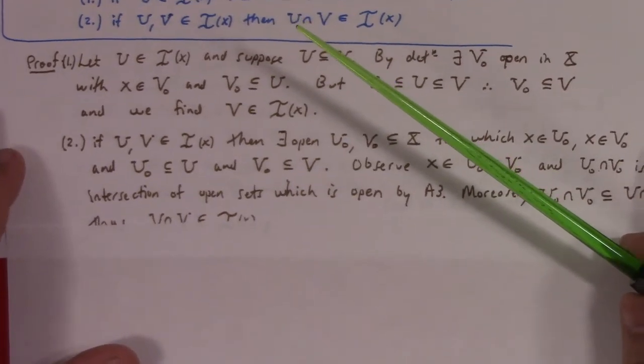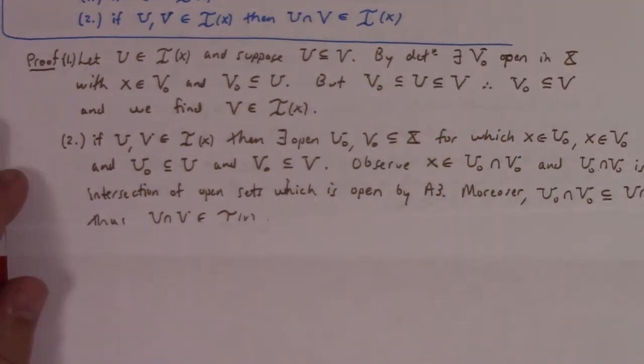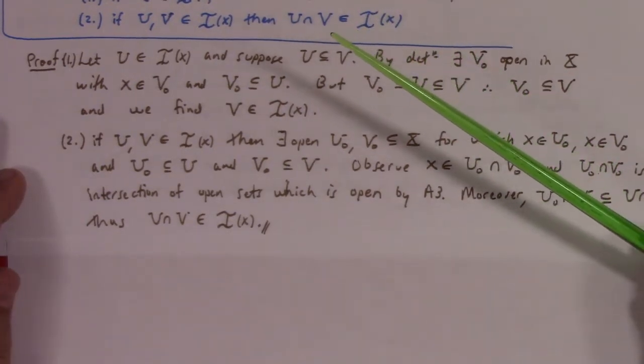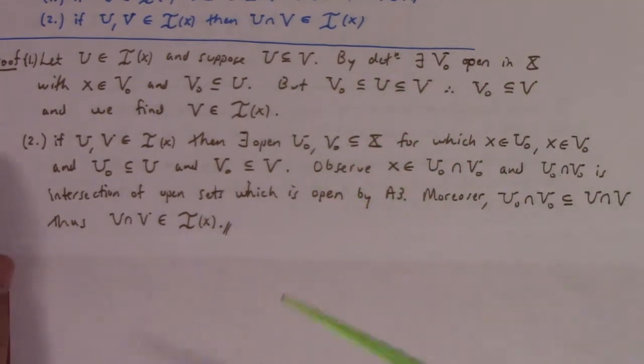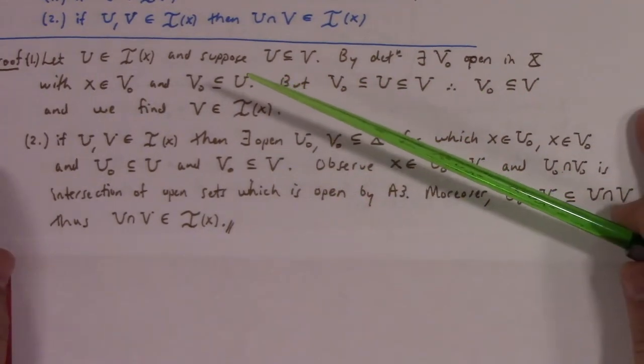I'll set aside the question of whether it's interesting to look at a family of not all neighborhoods, but just some of them. I know some books, certainly in analysis, just look at open neighborhoods of a point.